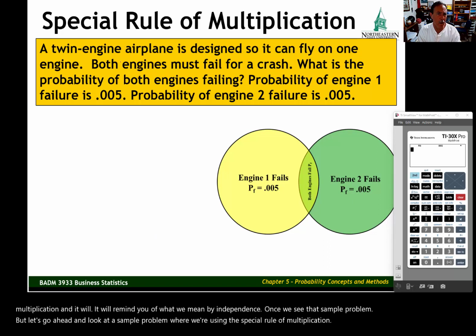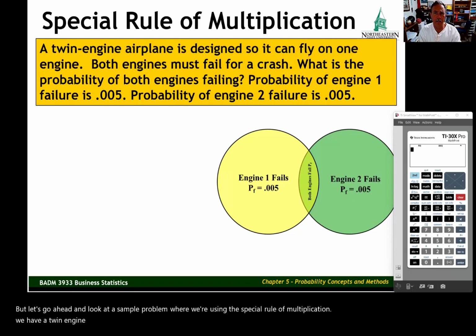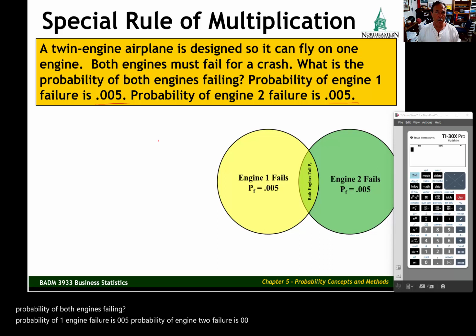We have a twin-engine plane that's designed so it can fly on one engine. Both engines must fail for a crash to occur. What is the probability of both engines failing? Probability of one engine failure is 0.005. Probability of engine 2 failure is 0.005. They're identical engines. They have identical probabilities of failure.